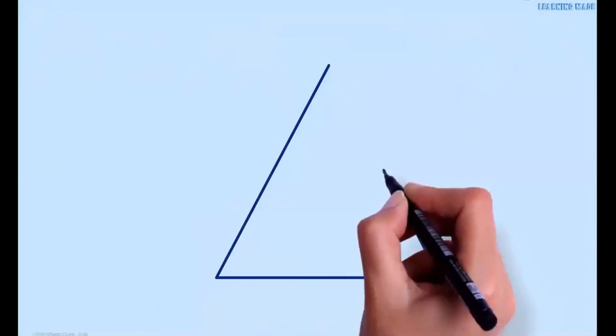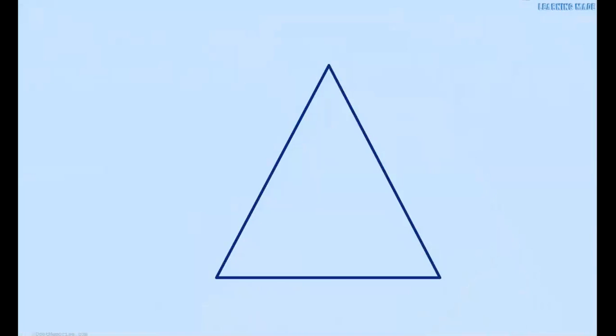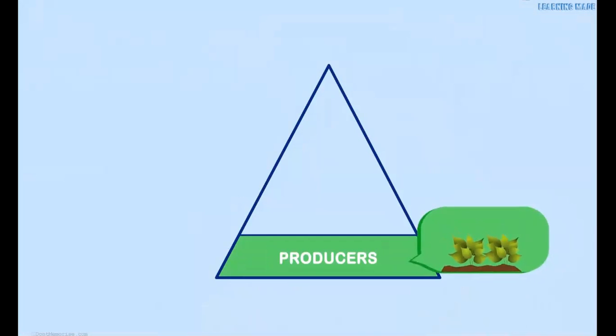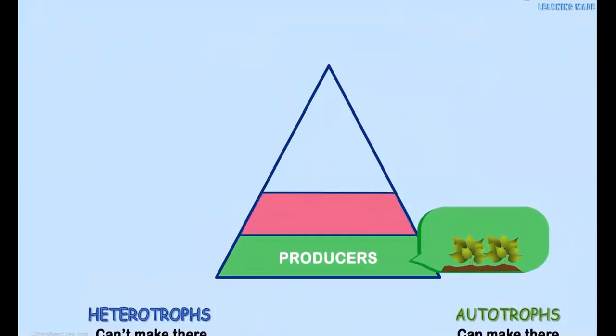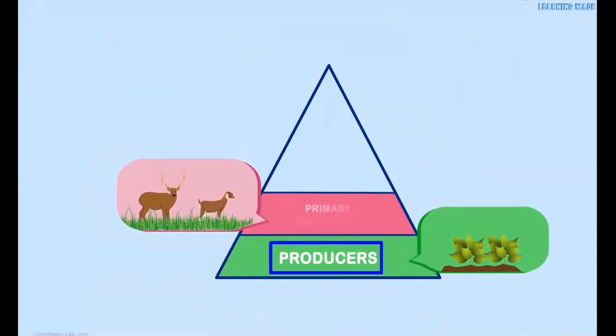Let us now look at a pyramid on how this relationship actually works. At the base, we have the producers. Who are the producers? That's right. The plants are the producers. As they make their own food, we call them autotrophs. What about the ones that cannot make their own food? We call them heterotrophs. Now, the animals that feed directly on plants are called primary consumers.